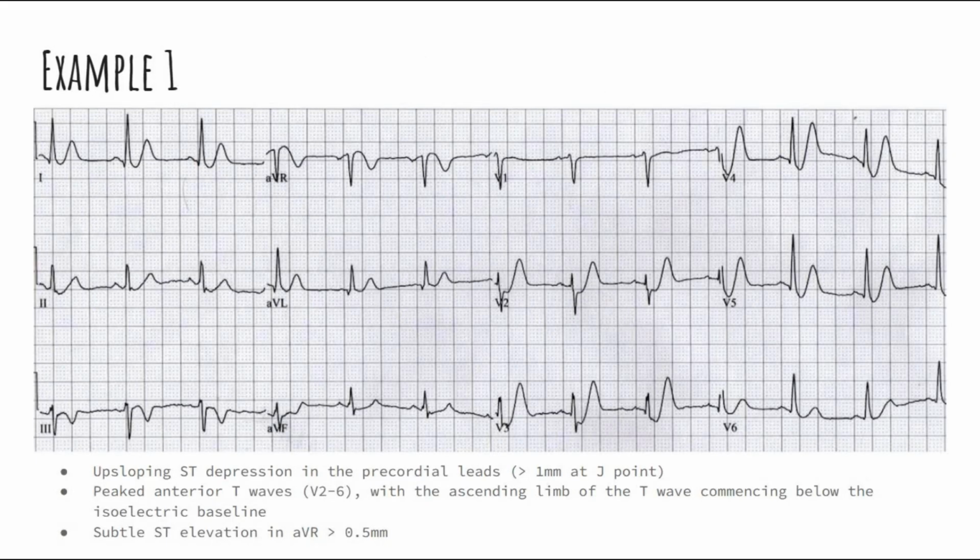Let's take a look at two examples to solidify our understanding. Example 1, we see upsloping ST depression in the precordial leads, more than 1 mm at the J-point. There are prominent anterior T-waves, especially in V2 to V6, with the ascending limb of the T-wave starting below the isoelectric baseline. Lead aVR shows a subtle ST elevation of over 0.5 mm.